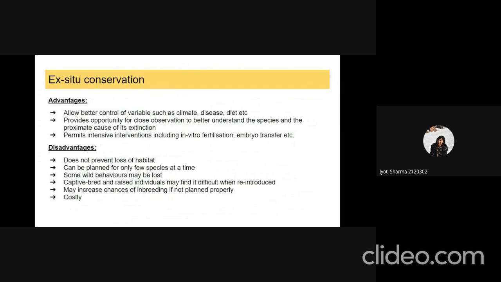Then some wild behavior may be lost. A tiger or monkey may lose its hunting behavior. Captive bred and raised individuals may find it difficult when reintroduced because of the changes in wild behavior. Then there may be a chance of inbreeding if not planned properly, and it is also the costlier one.